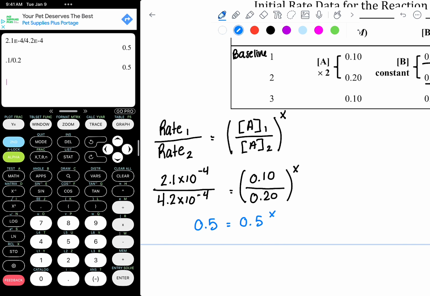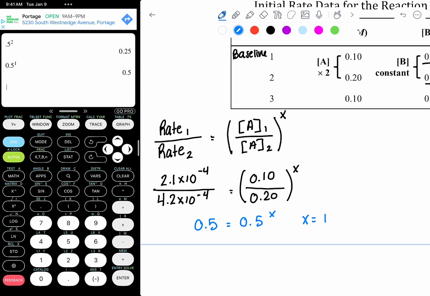Now it just becomes exponent math, okay? What value does x have to be if I were to take 0.5 and raise it to some power in order to get 0.5? Well, you can do this on your calculator. 0.5, if I were to square it, gets me 0.25. That's not the correct answer. But I know 0.5 raised to the 1 gives me 0.5. So x has to be 1.